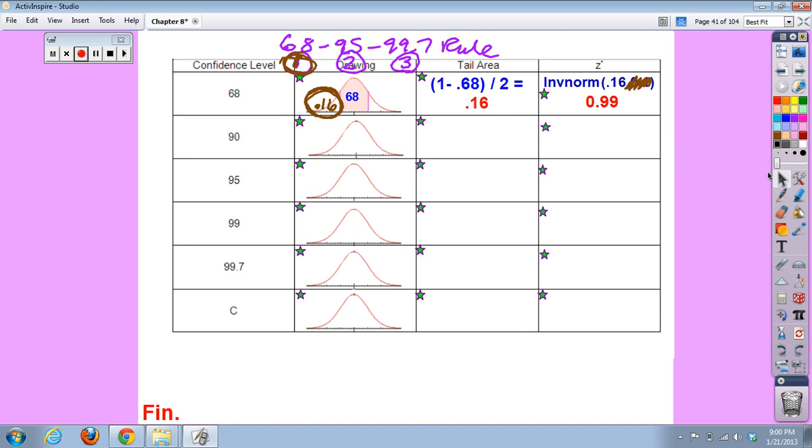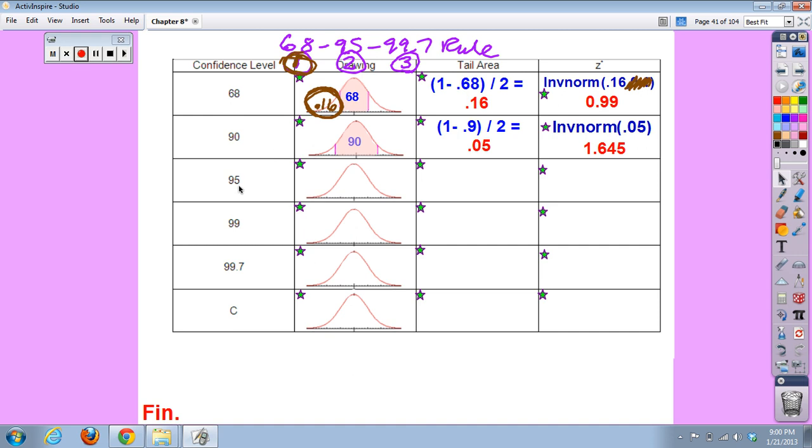Now, 90% confidence. We want to have the middle 90% taken up. So that means we're going to have 10% in our tails. How much is in one tail? We would have 5%. So again, we do inverse norm of 0.05, and we get a z-score, a critical value here, of 1.645.